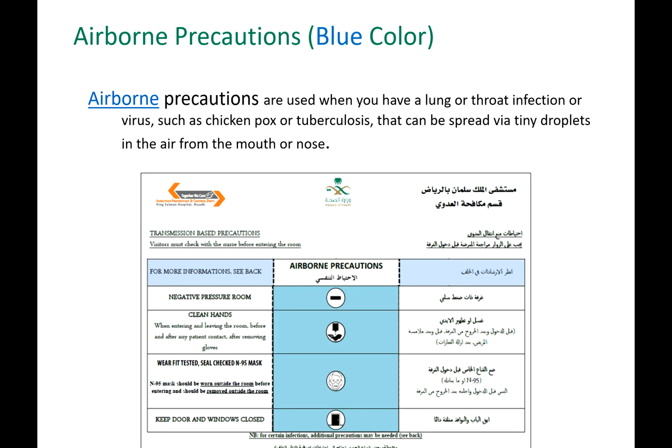The third one, airborne precautions, are used when you have a lung or throat infection or virus, such as chickenpox or tuberculosis, that can be spread by tiny droplets in the air from the mouth or nose. The patient should be in a negative pressure room, and staff must do hand hygiene and wear an N95 mask that is appropriate for your face, and the door must always be closed.